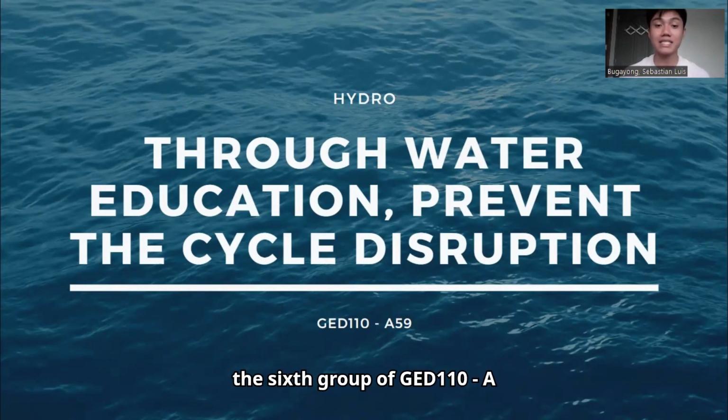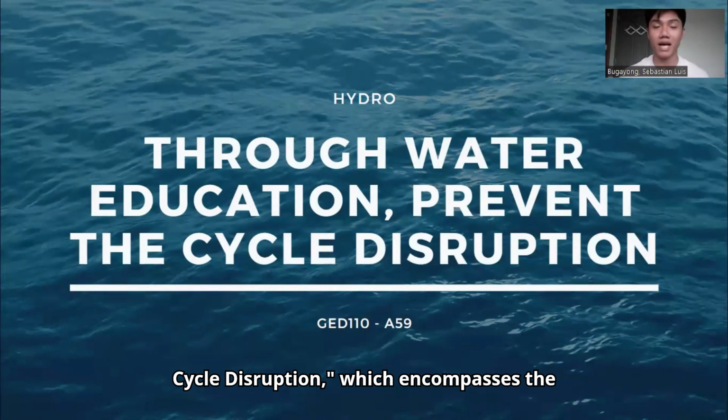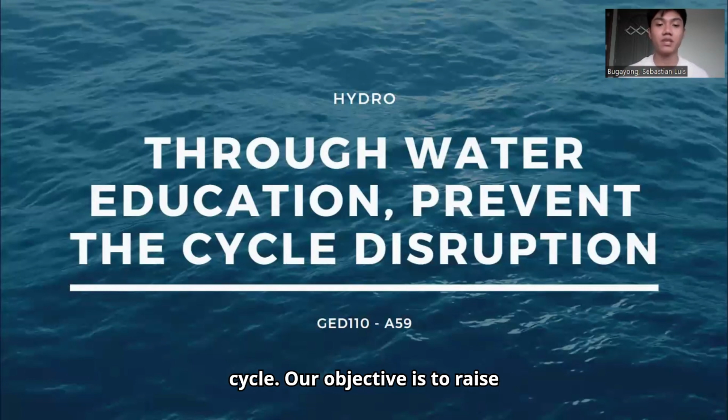Greetings, we are Hydra, the sixth group of GED110 A59, and this is our video titled Through Water Education, Prevent the Cycle Disruption, which encompasses the ecological reservoir water and its cycle. Our objective is to raise awareness regarding the anthropogenic occurrences that cause unnecessary and unwanted effects on the water cycle in our respective areas. We will talk about the water cycle, invasive species, and the effects that influence them.